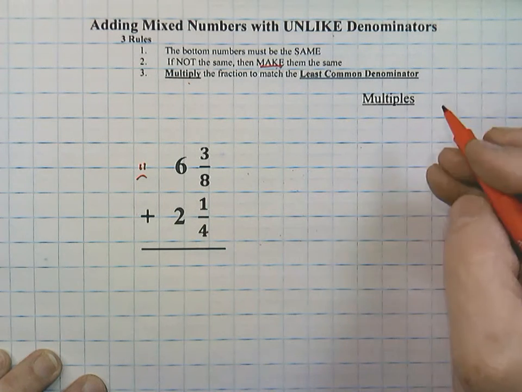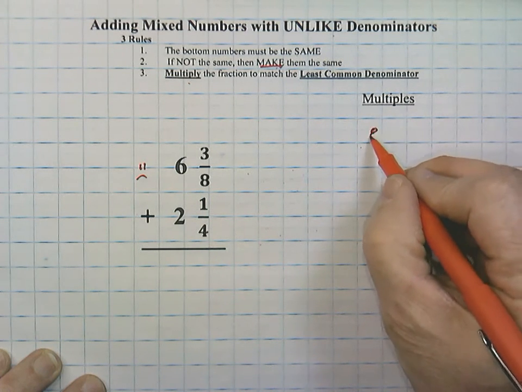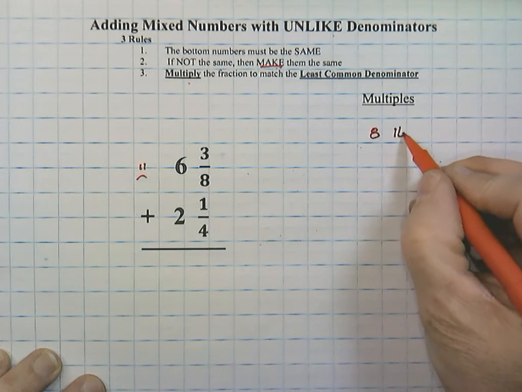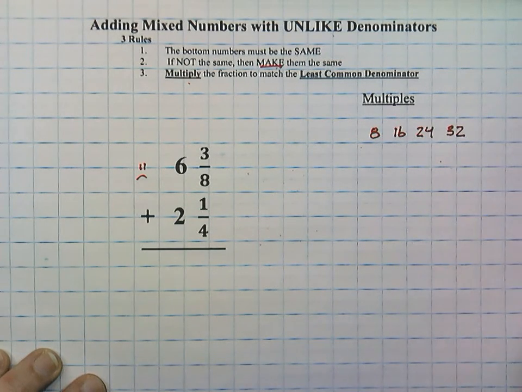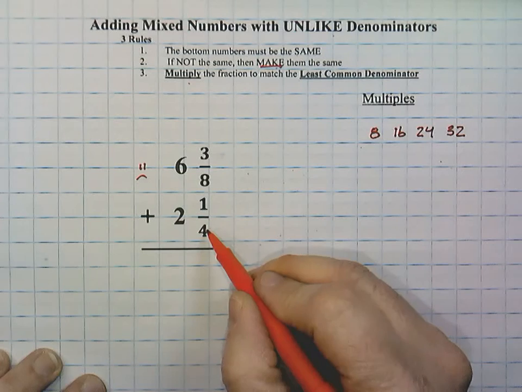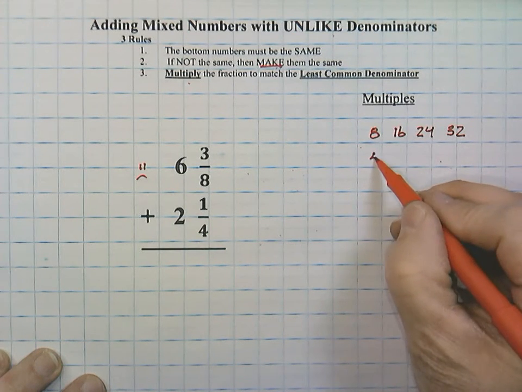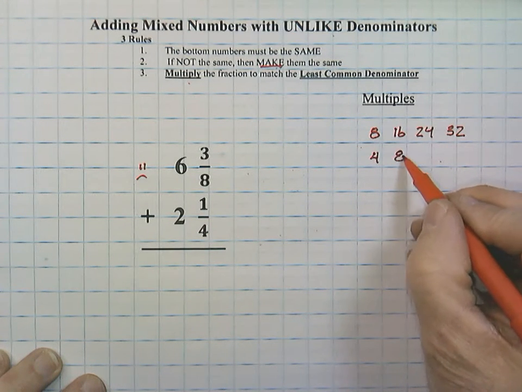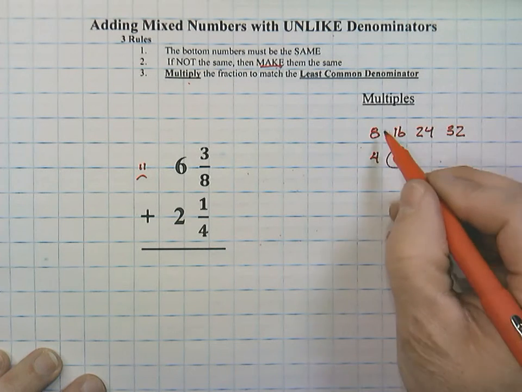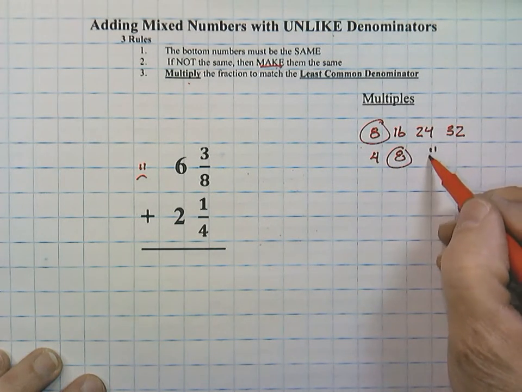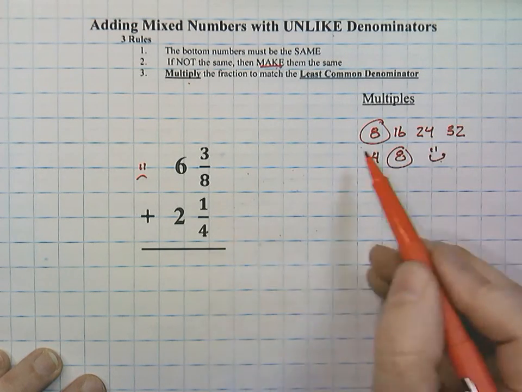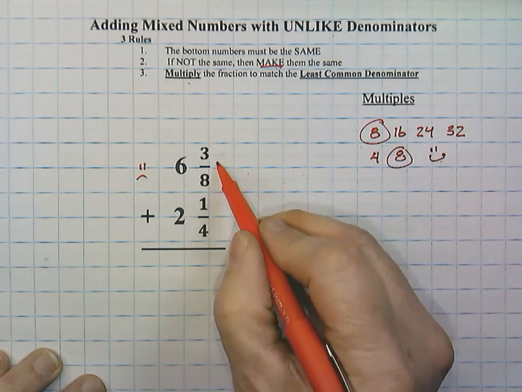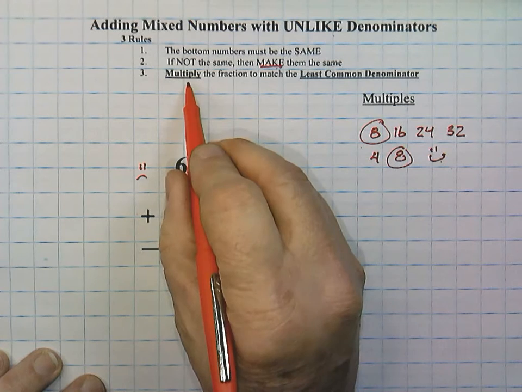Okay, multiples of 8. We said 8, 16, 24, 32. I just usually write 4. It's not a rule. Multiples of 4: 4, 8, and I see that I have my match. I'm going to stop there. So our job is to make these guys into 8s. This is easy. Remember we said we use multiplication.